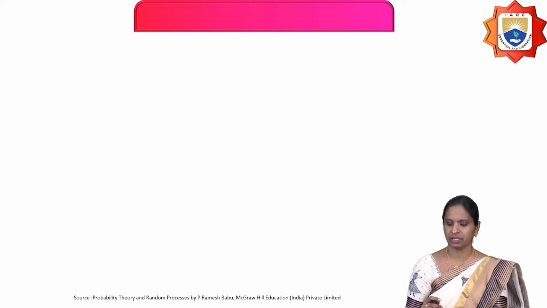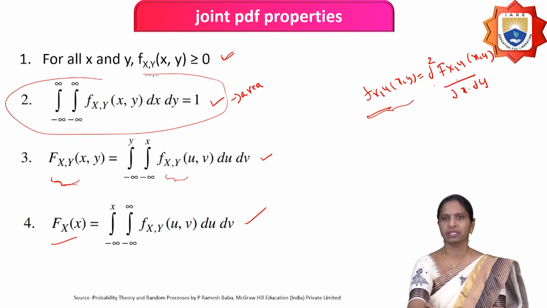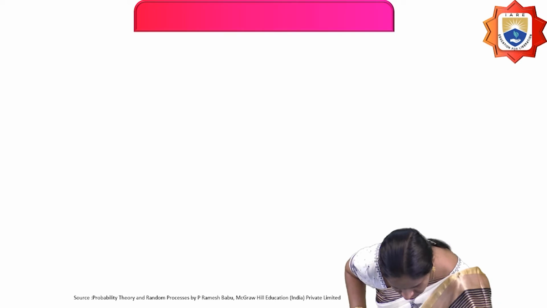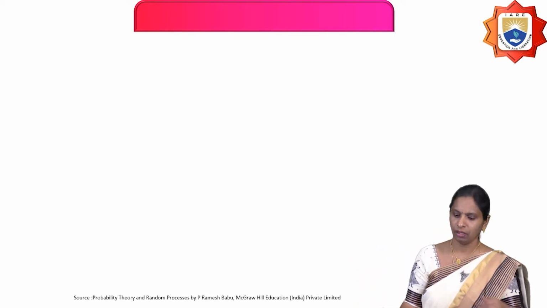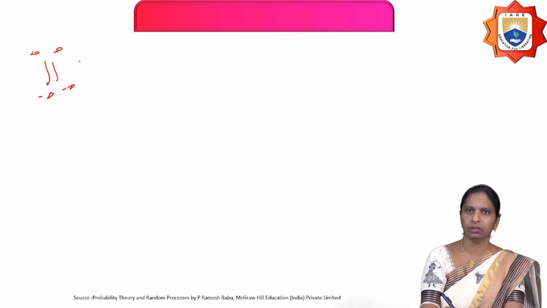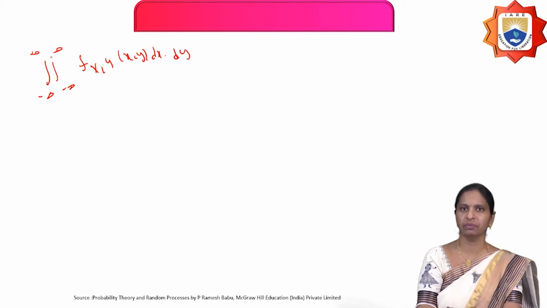What does the first property state? The first property states that the joint density function is always a non-negative value. What is the second property here? The area under the joint density function is equal to 1. So let us prove how you get this property. How can you obtain the area? The area can be obtained by integrating that function within the limits minus infinity to infinity.